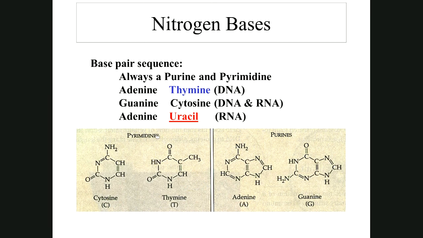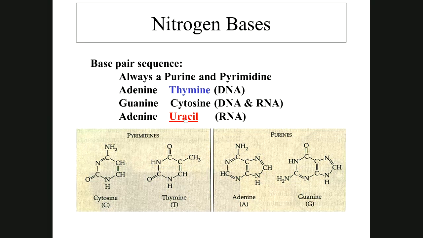In RNA, adenine pairs with uracil. Now uracil is not shown here. They never do for some reason. But it takes the place of thymine. It's a pyrimidine. Okay? So there's one base difference. In DNA, adenine pairs with thymine, whereas in RNA, adenine pairs with uracil. So one base difference between the two.